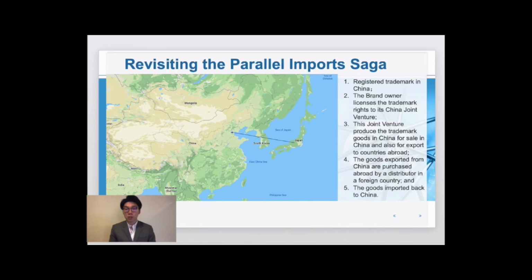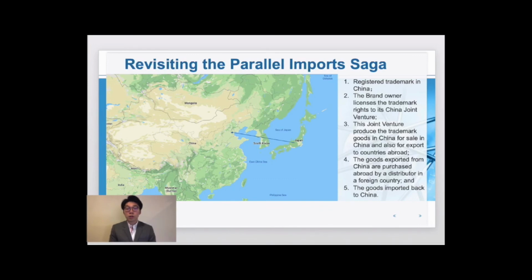goods back into China. In a variation of the typical scenario, the brand owner enters into a licensing agreement with a licensee in a third country to manufacture the goods for sale in a foreign market. A third party, such as a distributor, then purchases the goods in the third country and attempts to import them into China, where the brand owner has licensed the registered trademark to its joint venture.